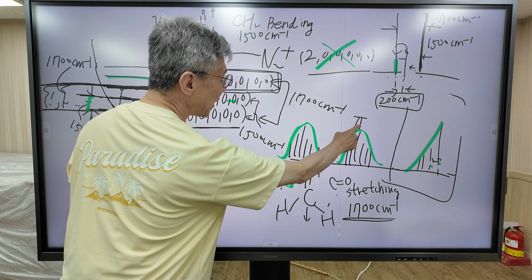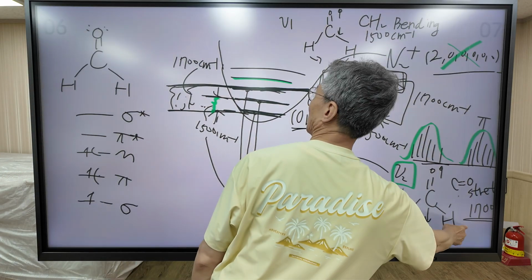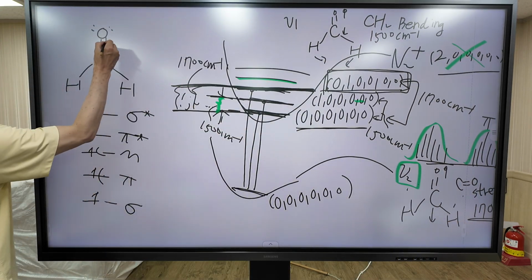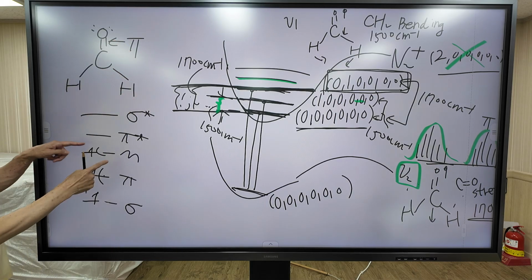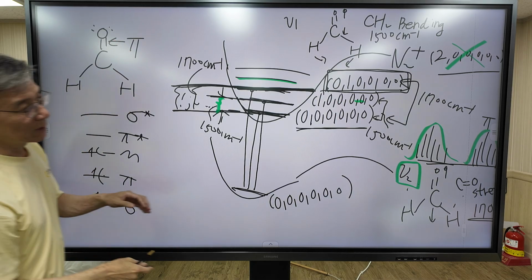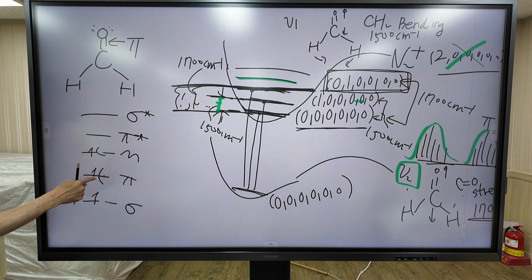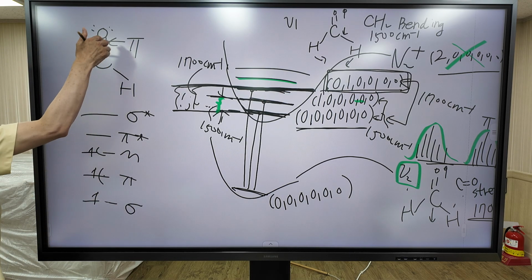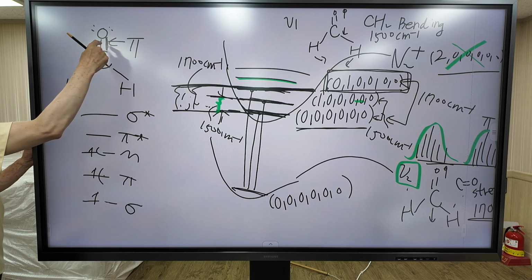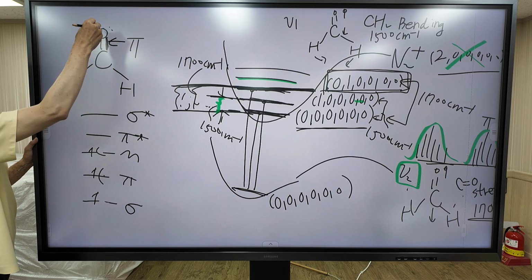This band comes from pi orbital. What is pi orbital? This is pi orbital. This band comes from the removal of an electron in the pi orbital. Pi orbital comes from this orbital, which is formed from the 2p orbital.